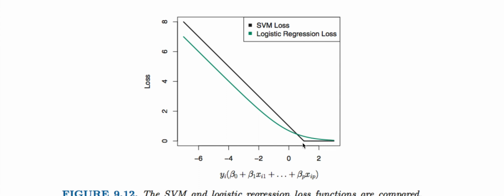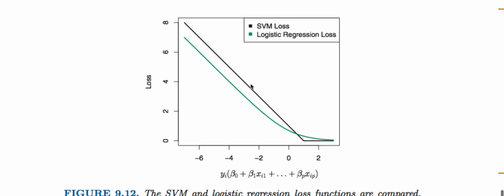So this is what the robustness is about. You see, any error in this area does not incur any cost, and that leads to the robustness of support vector machine. Any violation within this region does not incur any loss. It's after this that we have a linear loss.